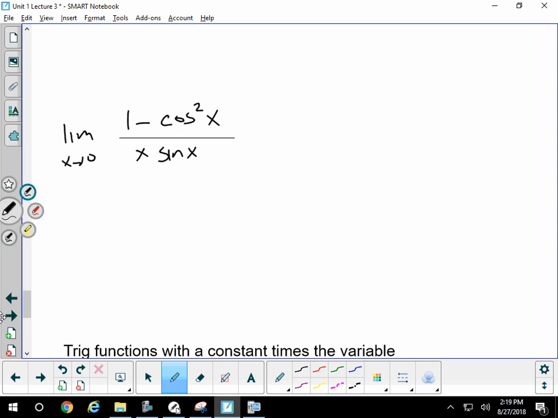For this one, I kept it as tangent x by x if you know it's 1. Now that you know that it's 1, then yes, you could do that.